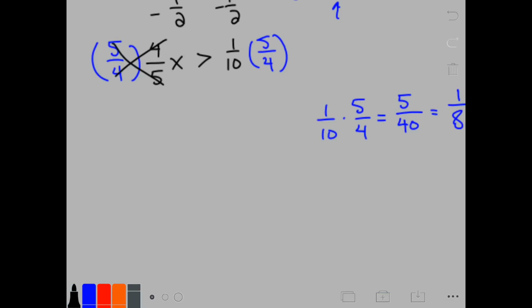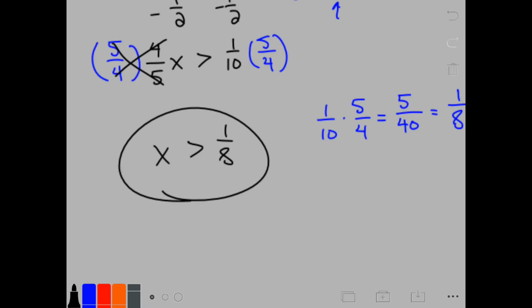So on the left-hand side, that cancels out. And x is greater than 1/8. Go ahead and circle your answer.